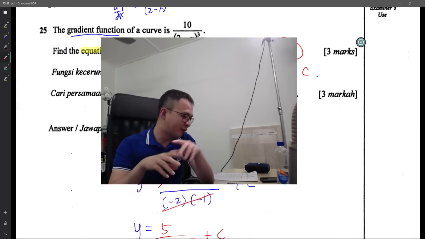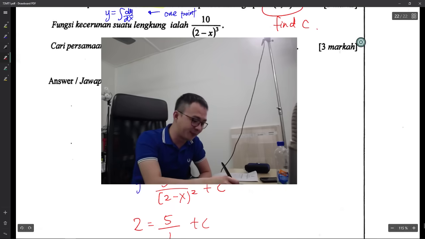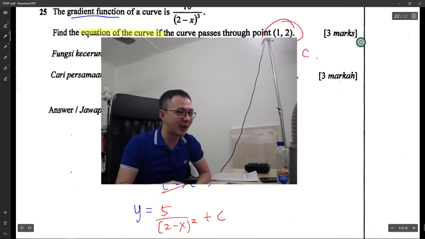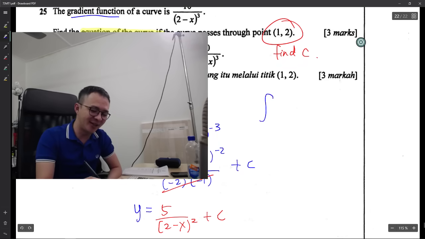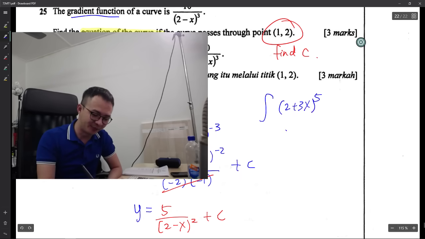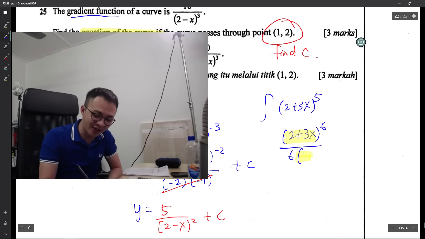Why divided by -1? Because when you integrate this kind of thing, let's say I integrate (2 + 3x) to the power of 5. When you integrate this one, the power is +1, so (2 + 3x) to the power of 6 divided by 6. But you still need to differentiate inside and put it at the bottom. If I differentiate 2 + 3x, I actually get 3, right? So this explains why I get the -1 here.